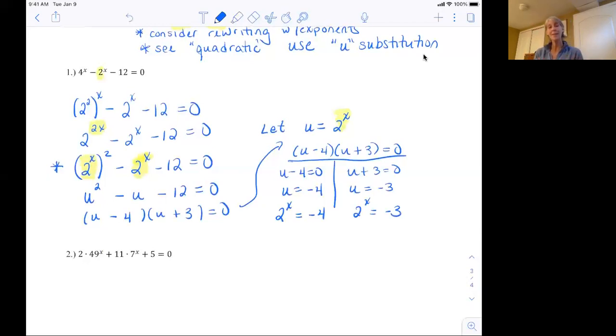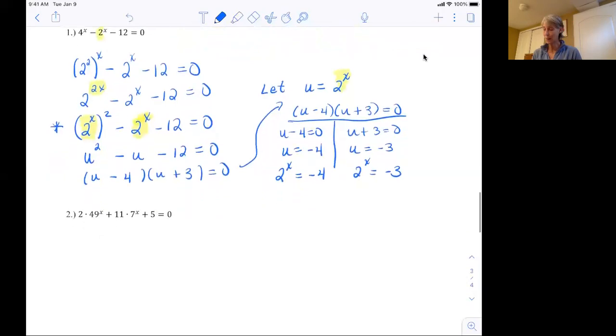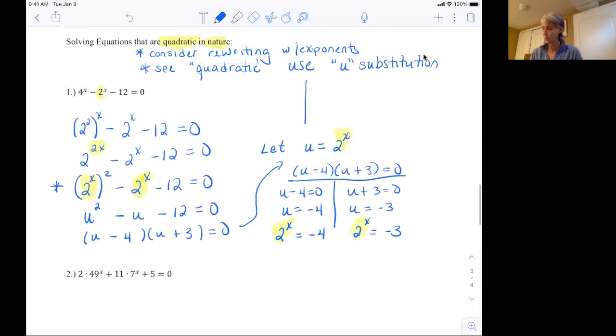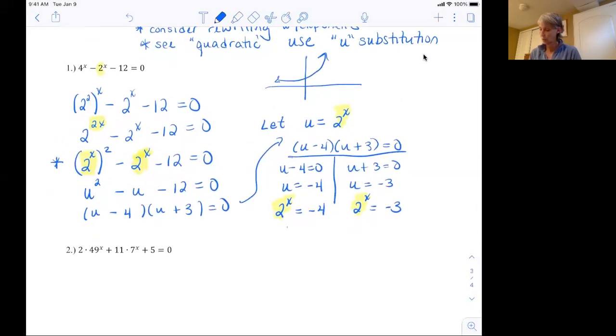And this is not the best example because think about it. In our exponential function, in its most basic form, can I ever get a negative number as a solution? No. An exponential can never be negative, right? So there's no solution here, and there's no solution there.